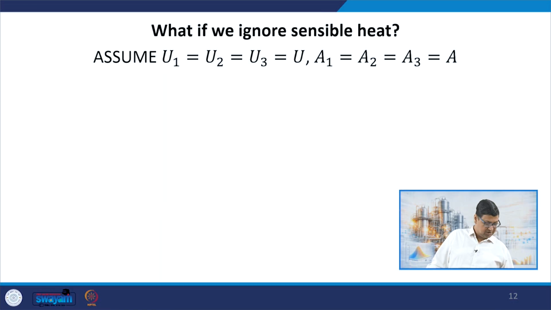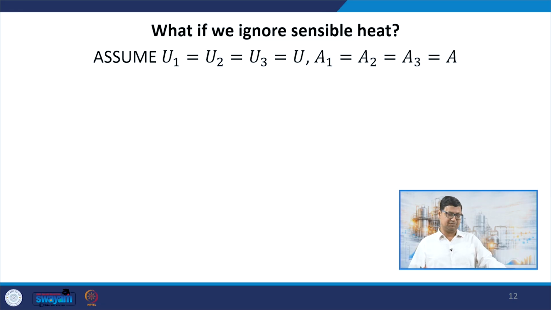Okay. Just to demonstrate the advantage that we get if I am using multiple effect as opposed to a single effect, let me simplify these equations somewhat and assume that the sensible heat changes are negligible, just to demonstrate what advantage we get from the multiple effects, right.